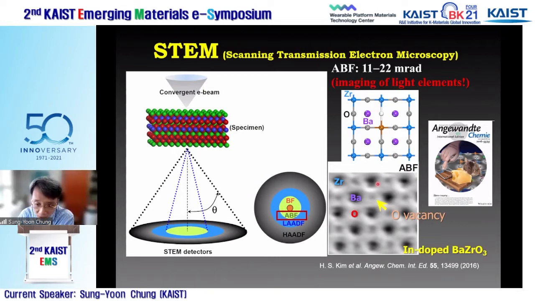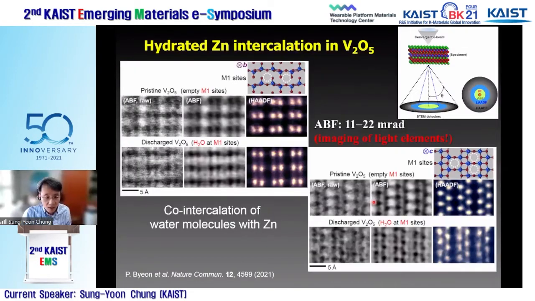Okay, this is an example. The barium zirconate perovskite material, oxide material. So in indium doped barium zirconate, indium is accepted in the lattice. There are so many oxygen vacancies that should be observed. So by using this ABF, we could visualize such a lack of dark oxygen column, which means these are oxygen vacancies. I think this is another good example to show the powerful tool of the ABF.